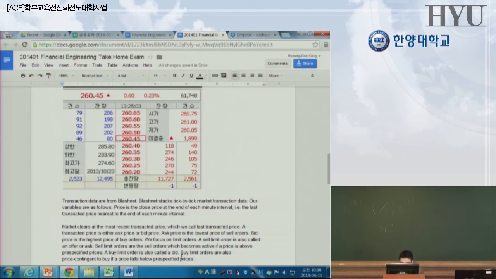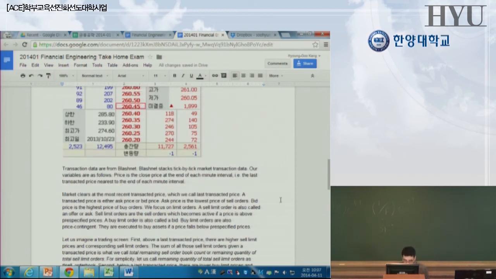This is somewhat weird English. Buy limit orders are all price contingent, to buy assets if the price falls below a pre-specified price of the asset. I think this is fair.